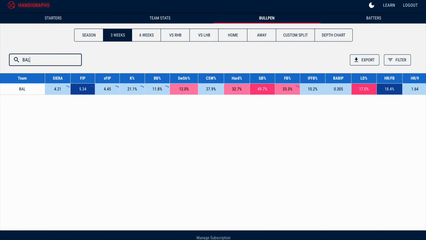And then Baltimore, this is terrible over the last 3 weeks. These guys are not doing well right now. In fact, the SIERA is getting worse, which means their skills are getting worse. Pretty good ground ball rate, but really bad BABIP.